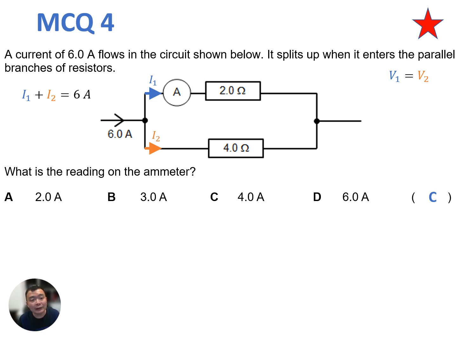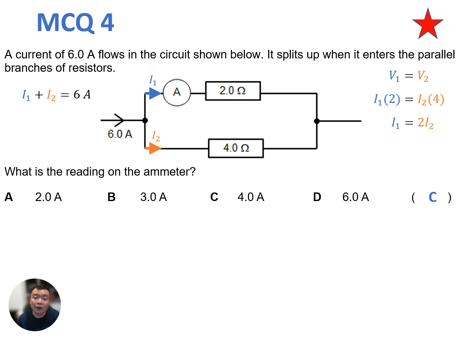We can also note that these two resistors are connected in parallel. When components are connected in parallel, the voltages across them must be the same in a parallel branch. So V1 equals V2. I can rewrite V1 as I1 times 2 using Ohm's law, V equals IR, and that's how we can get a second equation over here.